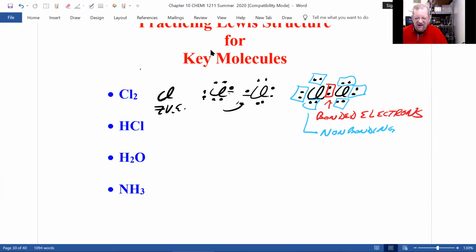So molecules can have bonded electrons, involved in sharing, and non-bonding electrons, and they're always pairs. When you're dealing with covalent bonds, you're dealing with pairs. Remember, pair means two.